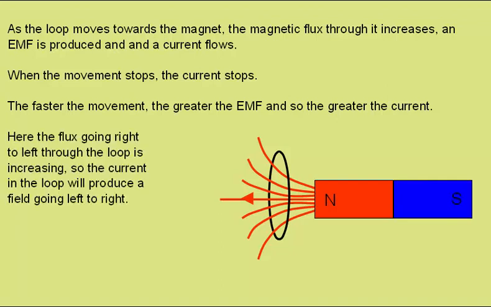Here, the flux going right to left through the loop is increasing, so the current in the loop will produce a field going from left to right, meaning a current again going in this direction. If the loop is moved away from the magnet, the current through the loop would reverse.